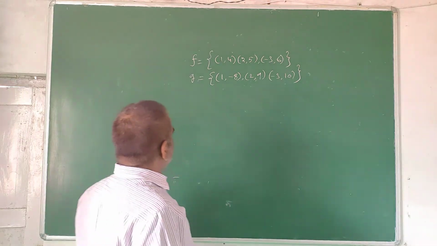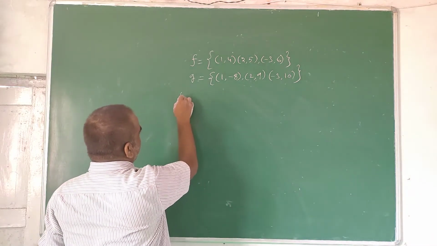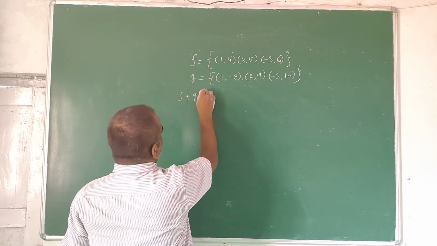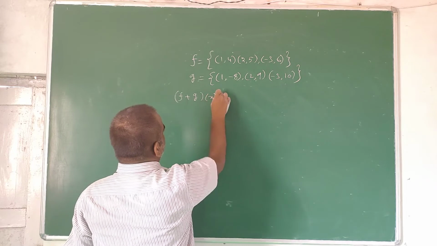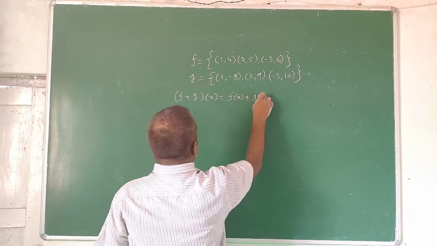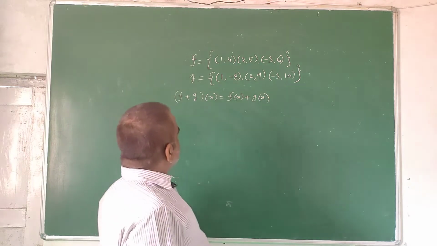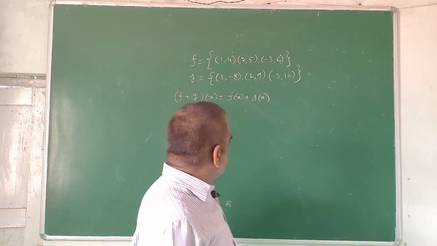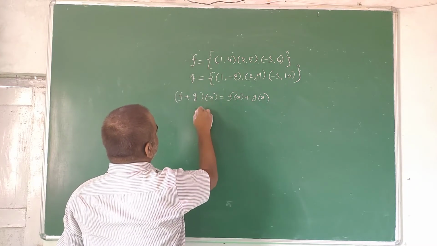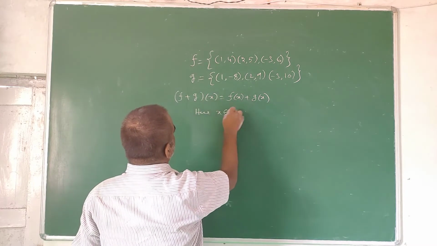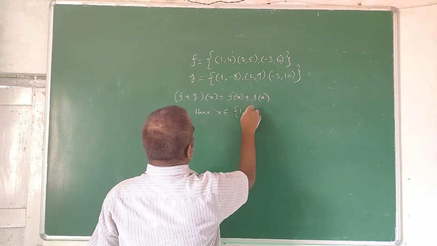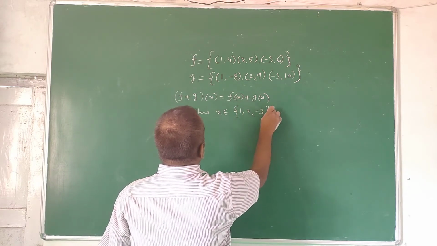Then let us find, one by one, f plus g. Suppose you want to find f plus g of x, which is equal to f of x plus g of x. So here x belongs to the common domain of f and g, which is nothing but 1, 2, minus 3.